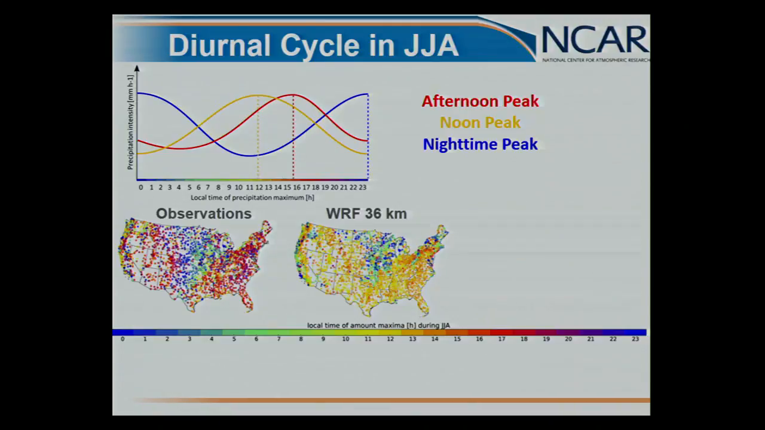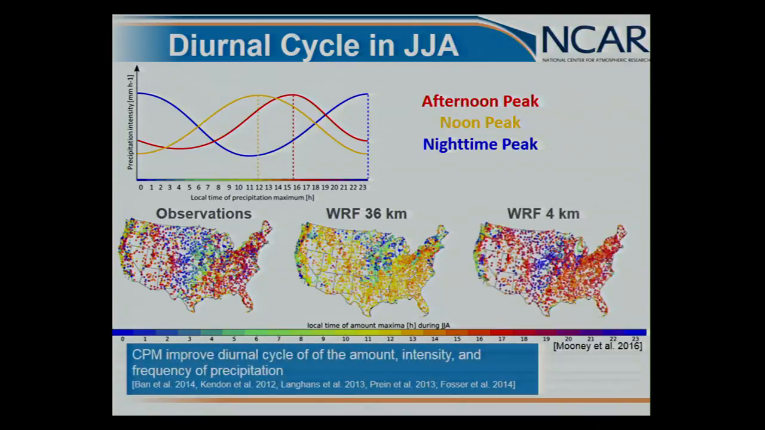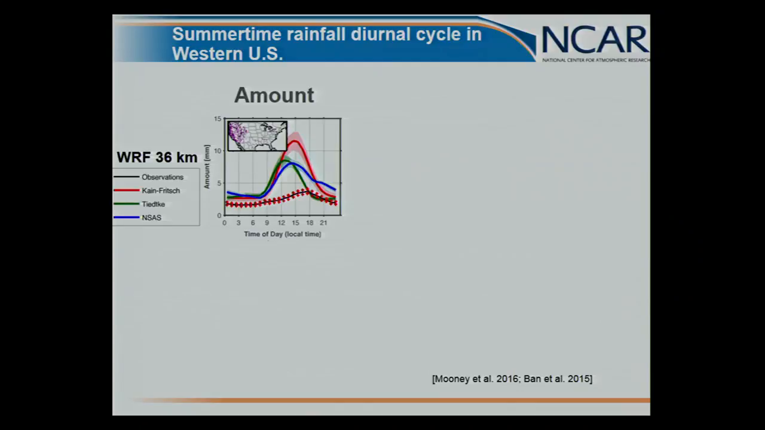However, if you now look at the 4-kilometer model, I would say this is a really large improvement here. So you get the afternoon peaks in the west and in the east, and then you get this smooth transition into nighttime peaks in the right place. So there is a clear added value, and I wanted to go a little bit deeper here.